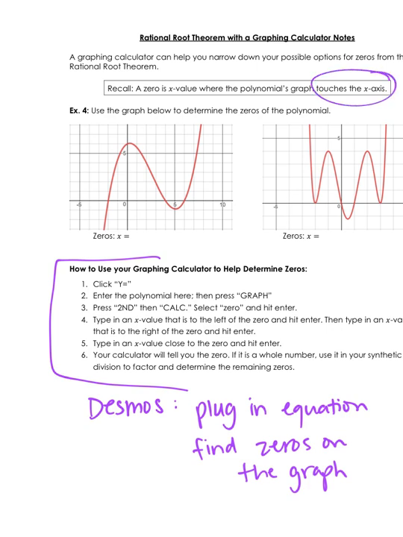Now, if you're given a graph and you're trying to determine the zeros, then again, we are looking for where is it going to touch the x-axis? Where does it cross? So I can see it crosses here, here, and here. So my zeros should be -2, +4, and +6.